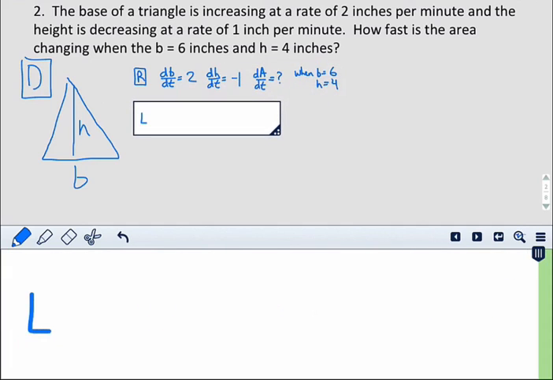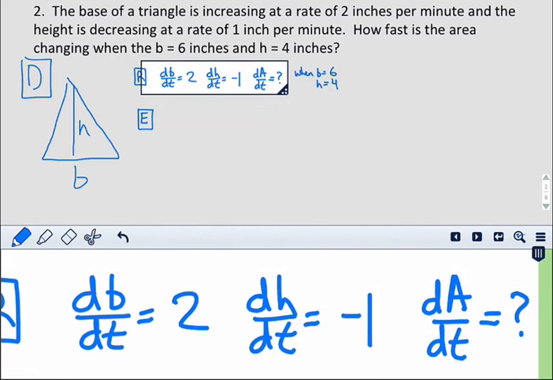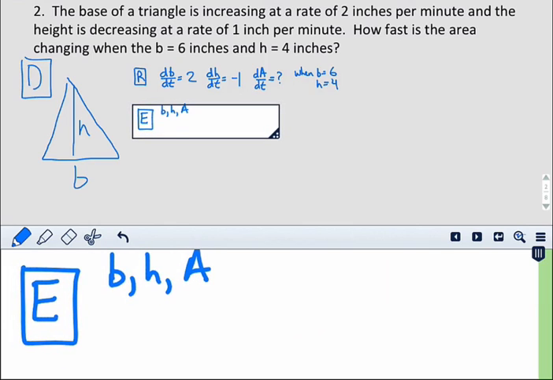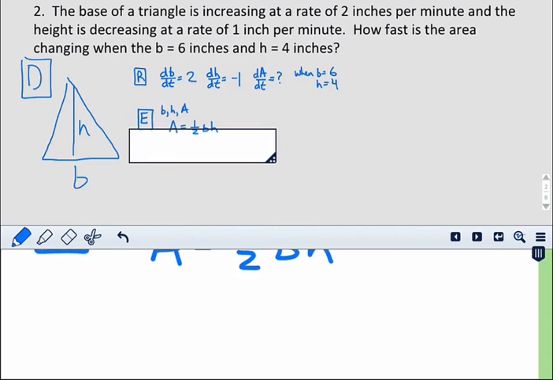So now we need an equation that's going to utilize these rates here. So we need it in terms of B, H, and A. Okay, so we've got to have a B, an H, and an A. So what we're going to do is use our area formula. So area is 1/2 base times height. Alright, well that looks like an equation with the variables we need. So we need to derive now.